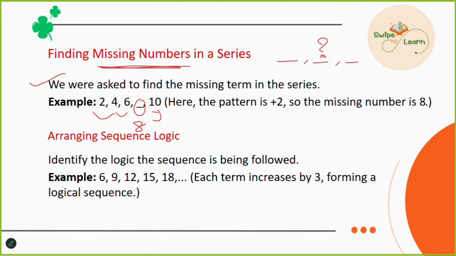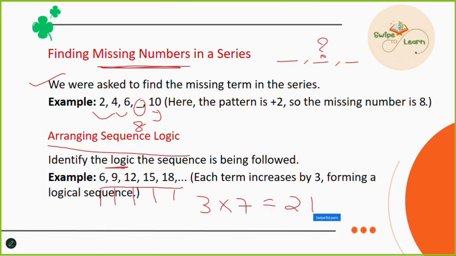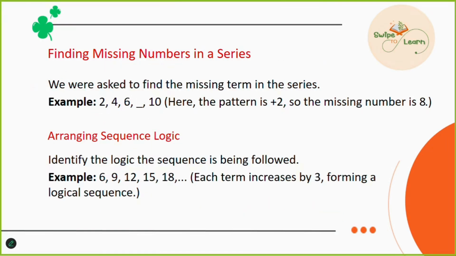So in number series, you will encounter this kind of model where you are asked to find the missing numbers and arrange the sequence logic. Here you have to identify the logic which is being followed by the entire series. So for example, we have 6, 9, 12, 15, 18. By observing this pattern, we can easily say that these are the multiples of 3. 3 2s, 3 3s, 3 4s, 3 5s, 3 6s, 18. And definitely the next term would be 3 into 7, which is 21. So we have to identify the missing terms, as well as find out the logic in the number series.